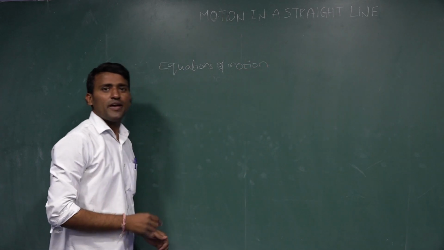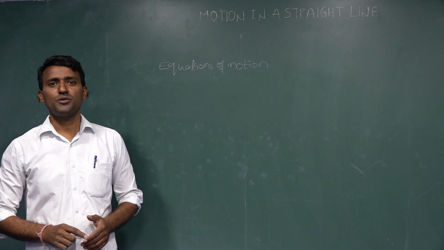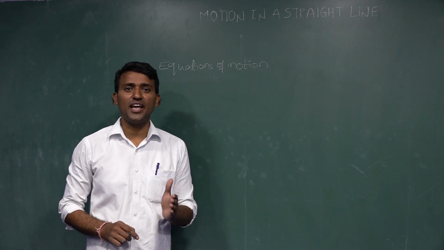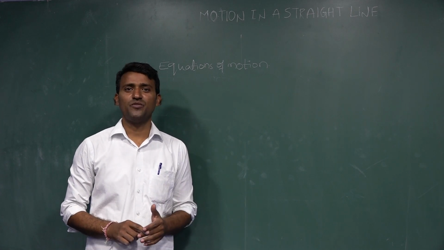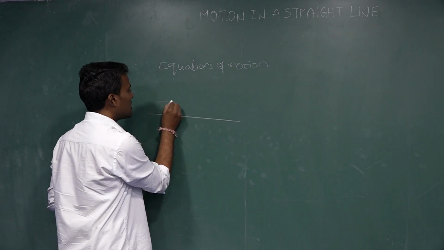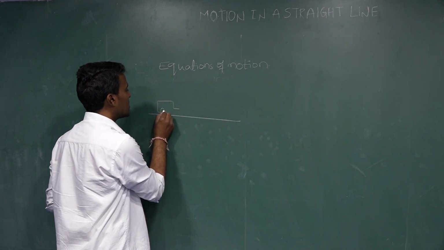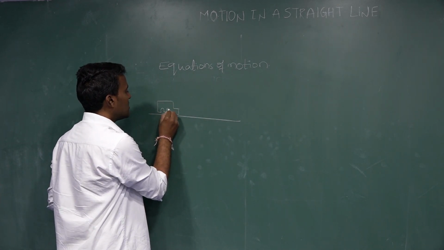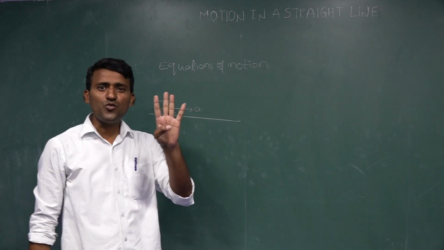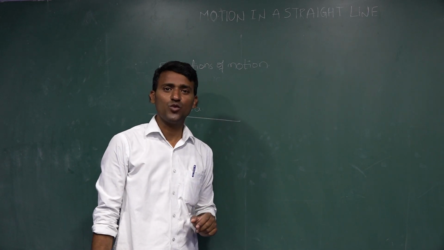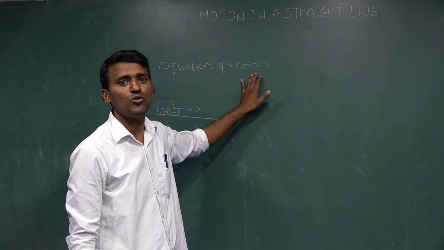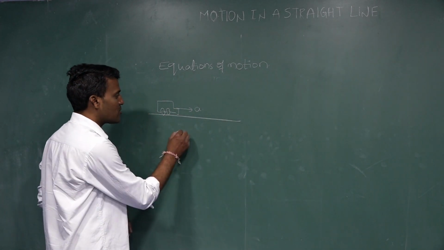Equations of motion. What do equations of motion mean? When an object is moving along the horizontal direction with a uniform acceleration, at that moment it obeys four equations. Those equations we call the equations of motion. Those four equations I am writing here.